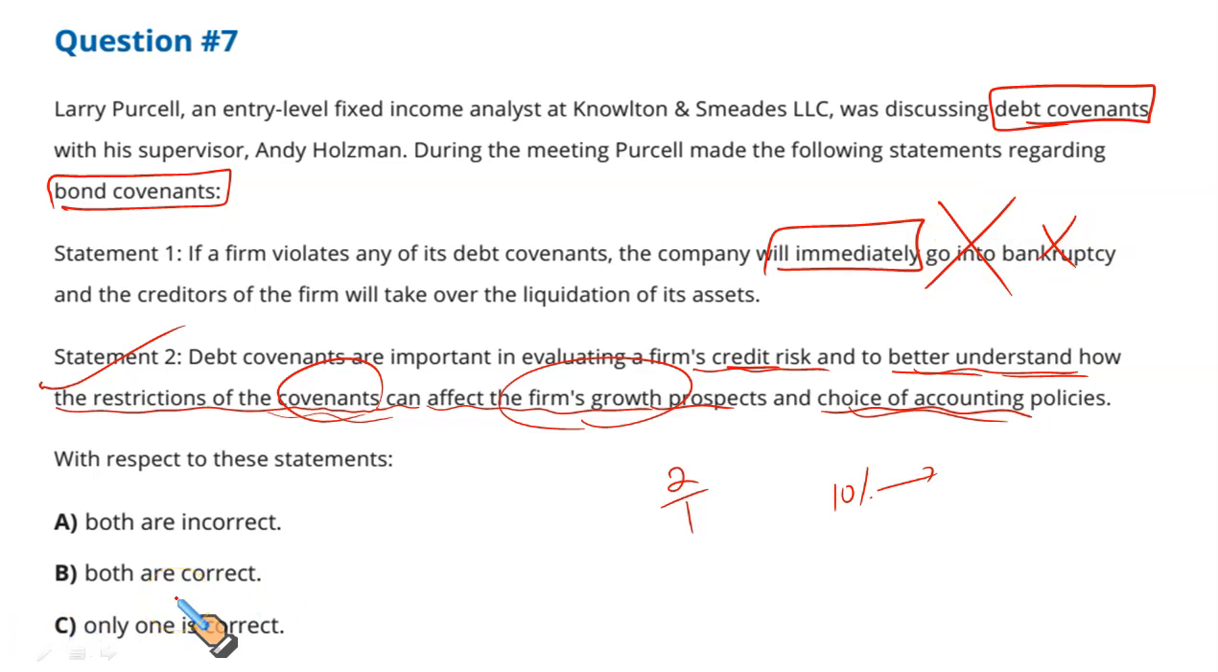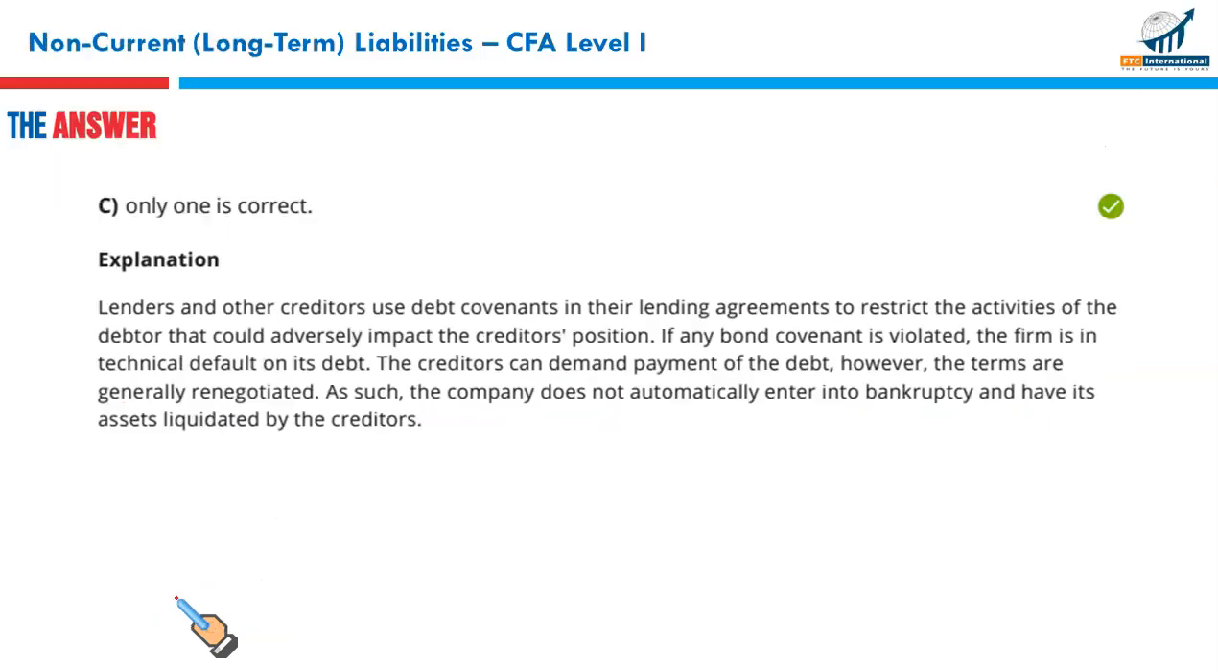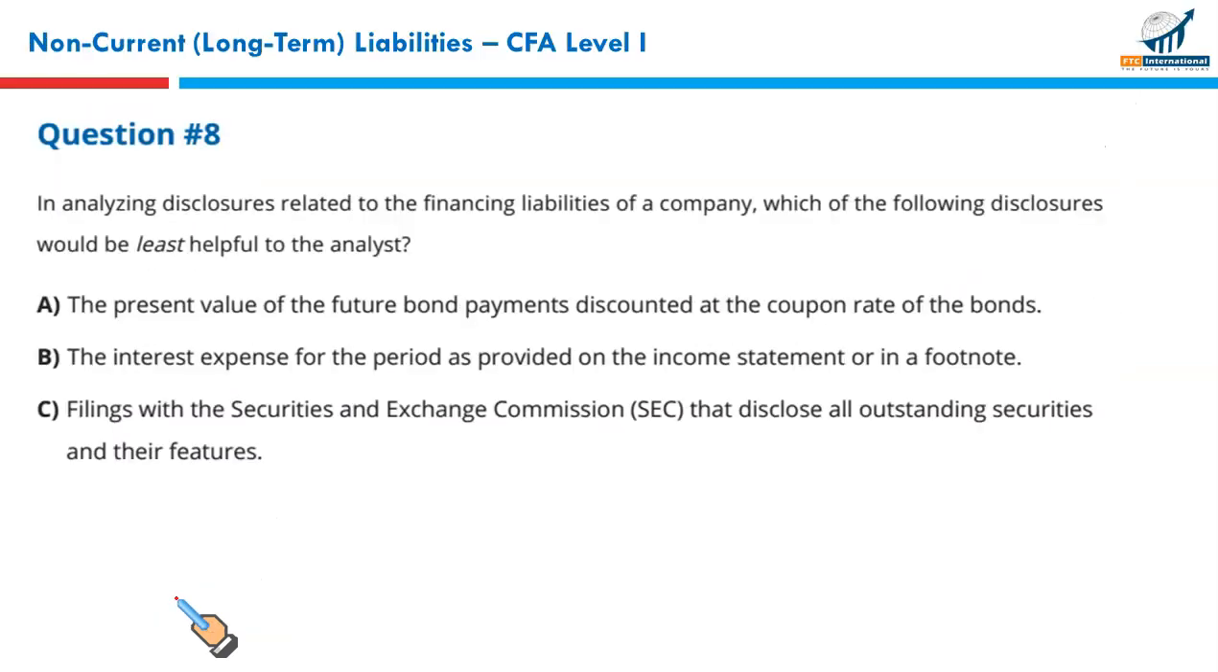So remember, a restrictive covenant doesn't mean that the company goes into liquidation. If the bond covenant is violated, go for renegotiation. It's a technical default, but not an actual default where the company will be wound up, right? Terms can always be renegotiated. C is the right answer. Moving on.